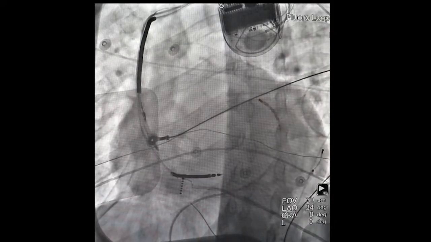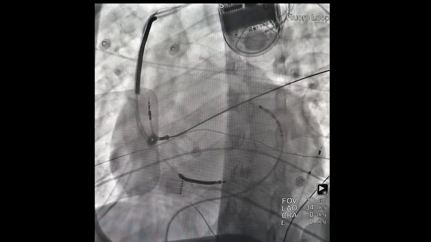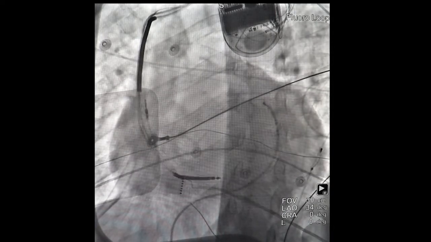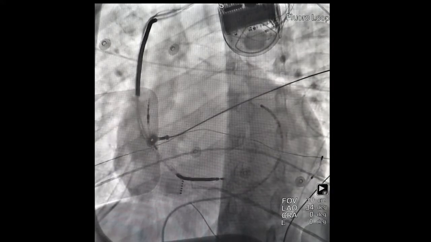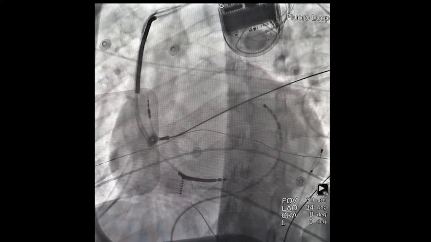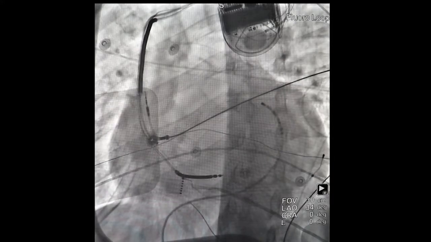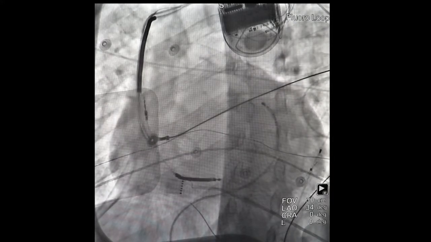I will show now the fluoroscopy of the case. First, we can appreciate the CRT-D with dual coil on the RV lead and the CS LV lead inserted in the posterolateral branch of the coronary sinus.